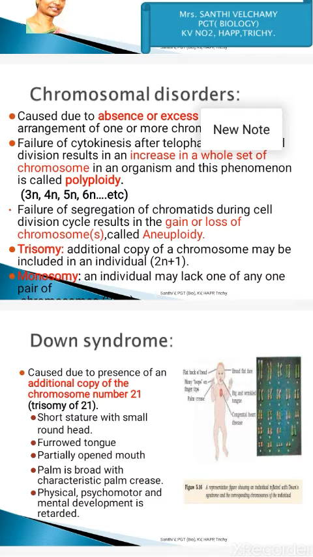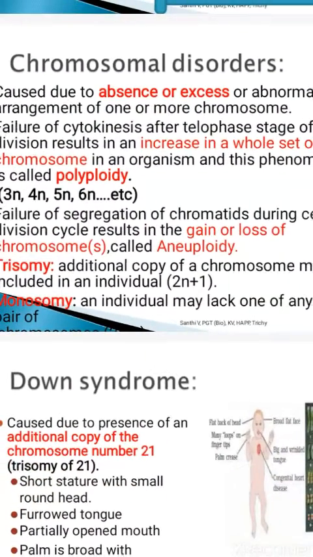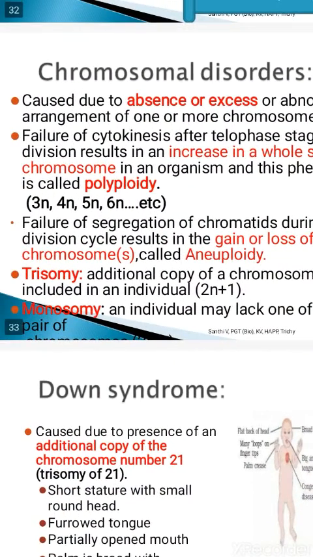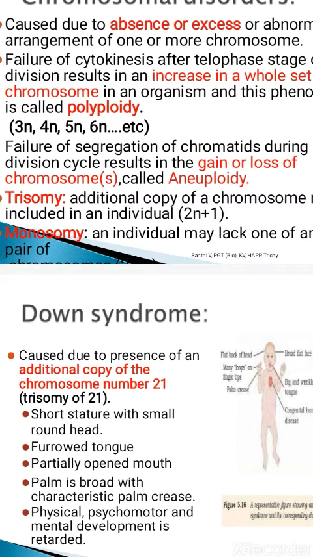I hope you have understood polyploidy and aneuploidy. Polyploidy means the entire set changes: normally the 2n condition is there, but it becomes 3n, 4n, like that. In the case of aneuploidy, it can be either 2n plus 1 or 2n minus 1. So now let us see the examples.